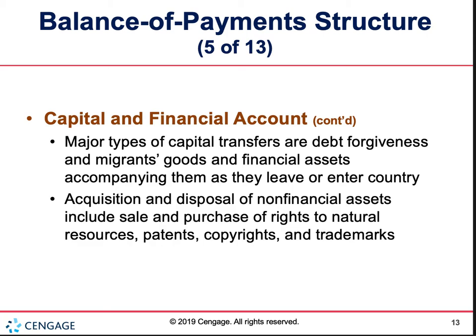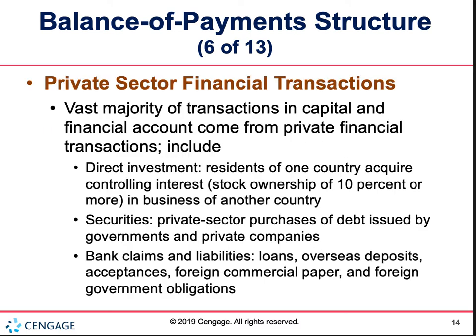Okay. The next one we're going to talk about is the private sector financial transactions. A majority of the transactions that take place in the capital and financial account come from private financial transactions. So this is a key component of the capital and financial account. We have 3 that we focus on. We have direct investment, securities, and bank claims and liabilities.